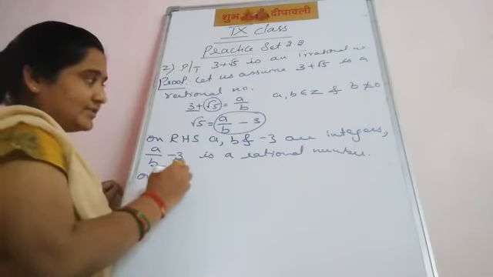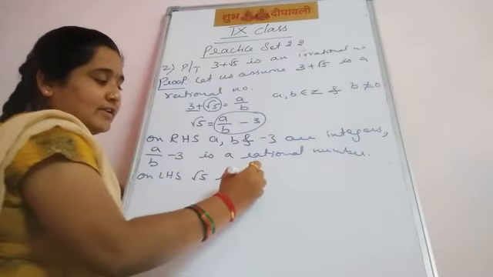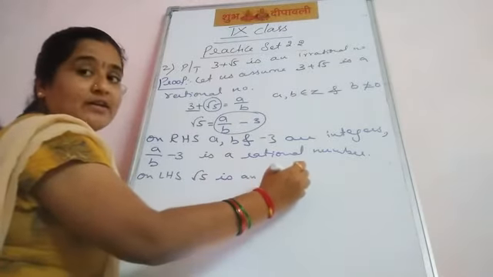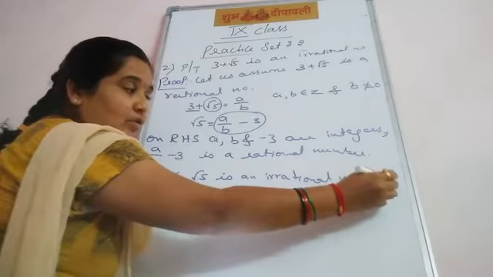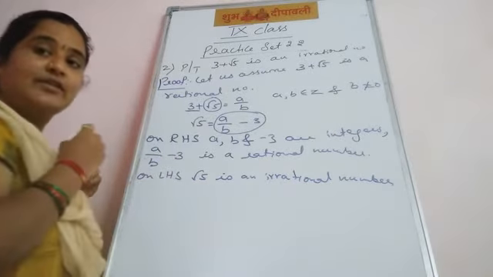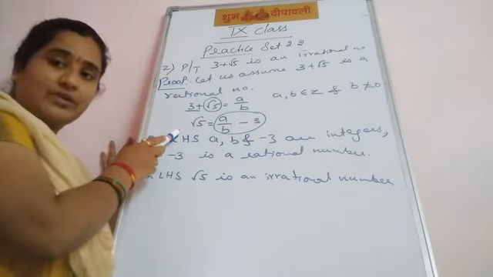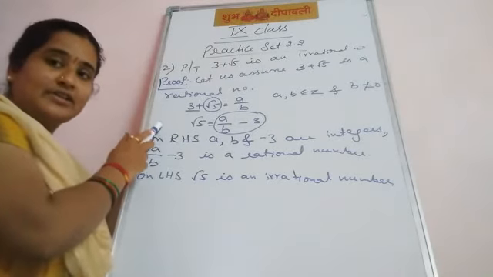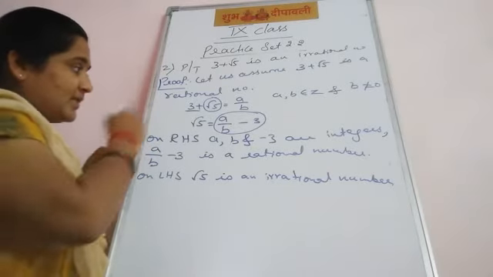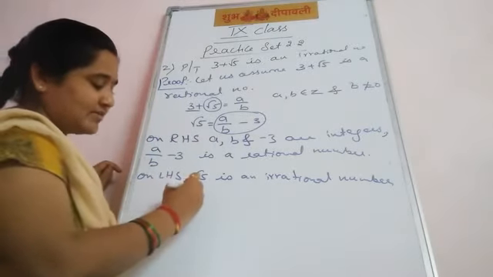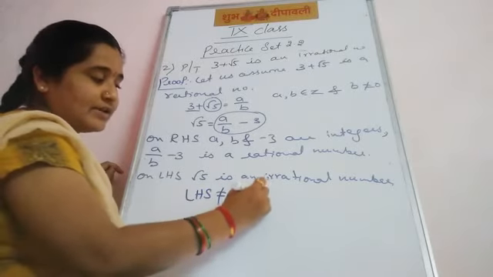On the LHS, root 5 is an irrational number. In the previous video, I showed how we proved root 2 is an irrational number. Similarly, root 3 and root 5 are also irrational numbers. We can prove it in the same way. Root 5 is an irrational number. That is, LHS not equal to RHS.